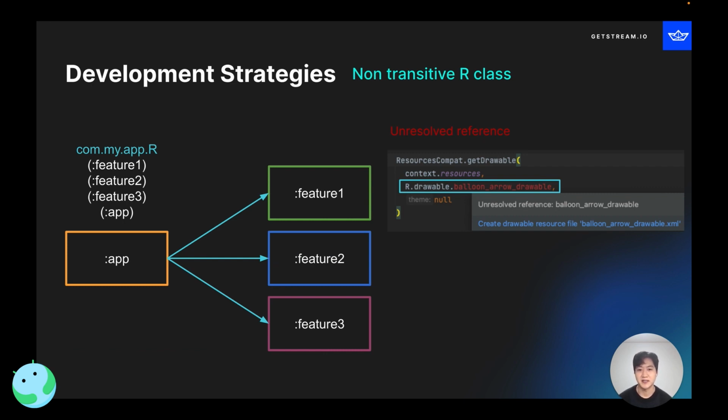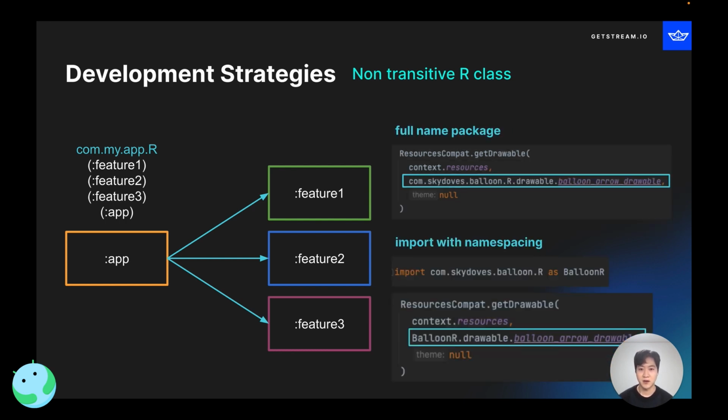And the non-transitive R-class option might be very useful for application developers as well, who build their project with multi-module features. But if you enable this option, you may encounter the unresolved reference error. For this, you should change it to the full name package, and you can also rename the package name by importing with namespacing. Then it will look cleaner in your code than the full name package.